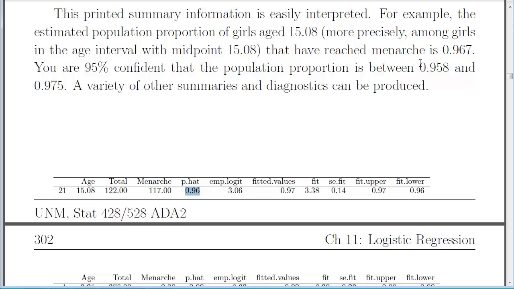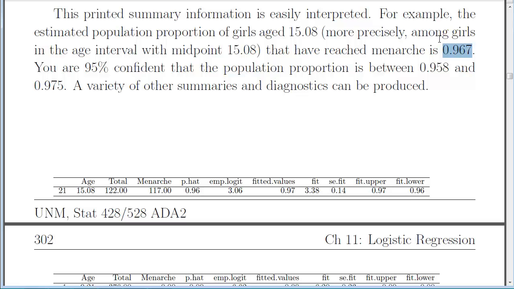It's actually a little closer than the rounding error gives off here. The fit on the Logit scale is 3.38, which is pretty close to 3. The standard error of that fit is 0.14, so we're within about 2 standard errors. And then here are the lower, unfortunately on the right, and upper on the left, bounds for the fitted probability scale.